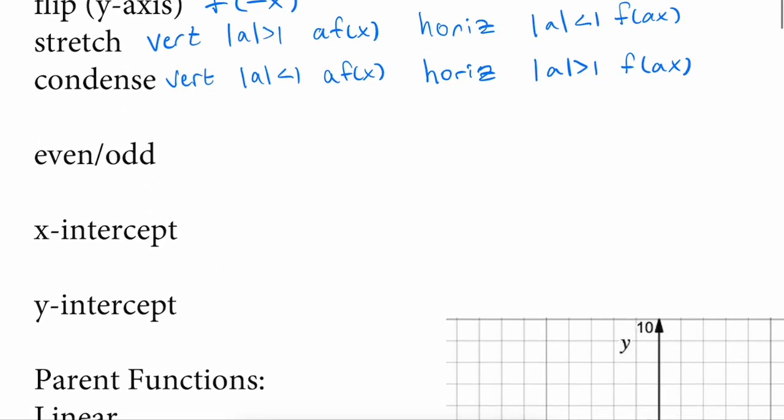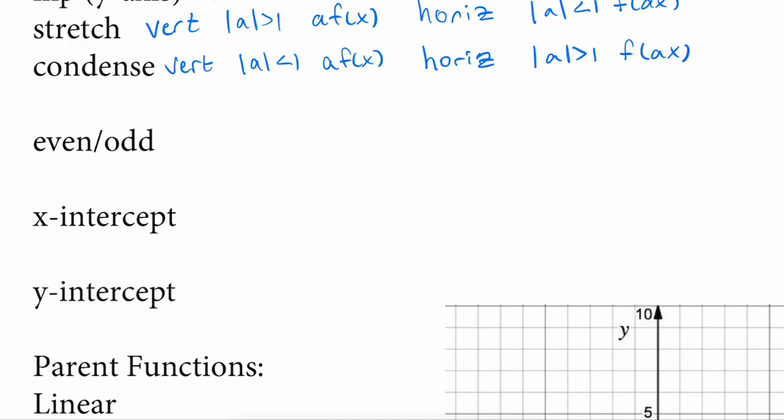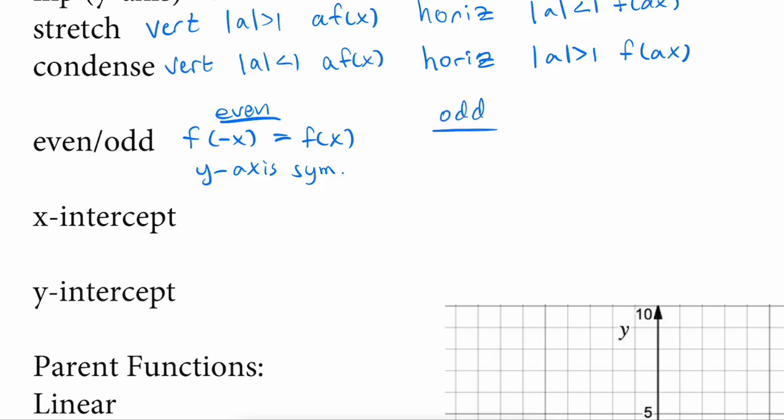Okay, now let's talk about rules of symmetry. For an even function, if we stick a negative inside our function, it is the same as the original. It has y-axis symmetry. Okay. If it is odd, when we stick the negative inside of our function, it is the opposite. So it has origin symmetry.